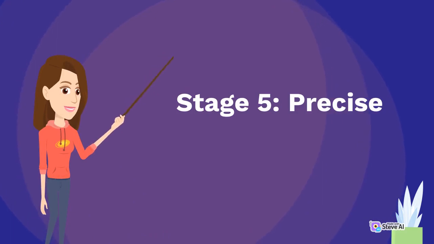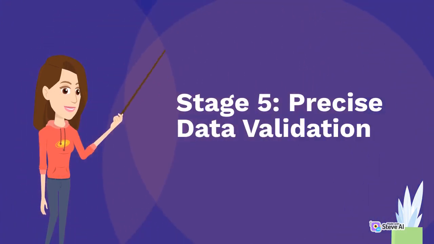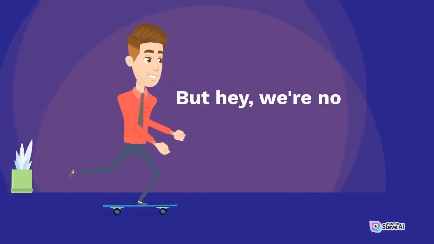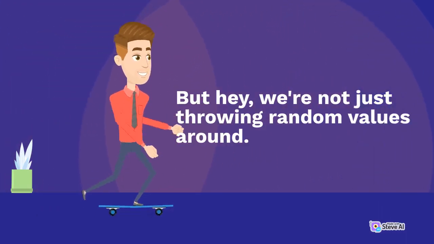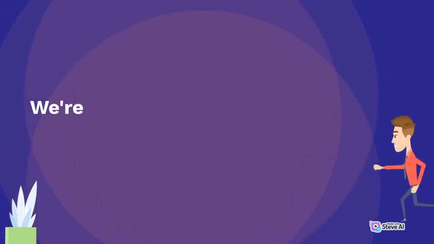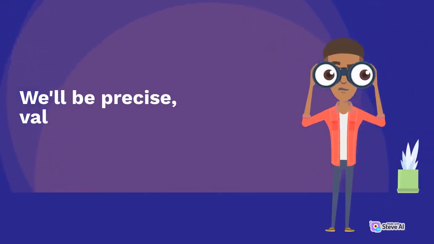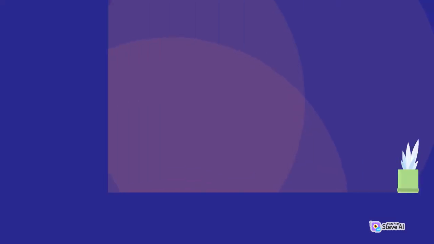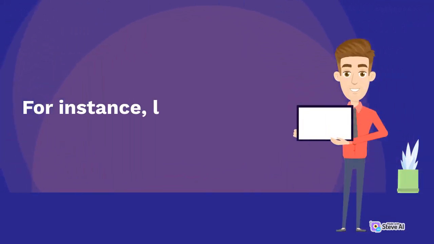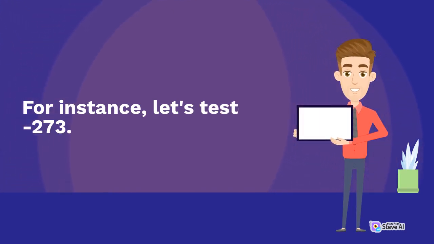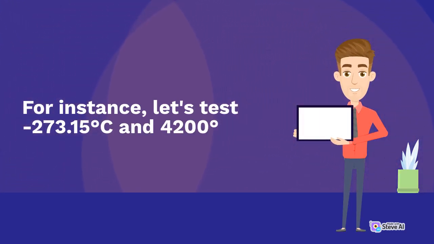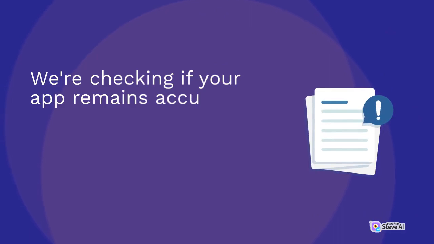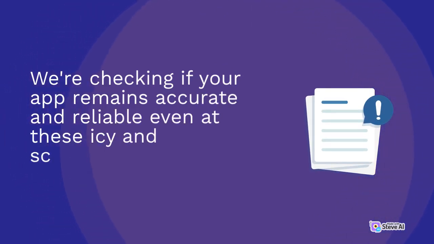Stage 5. Precise data validation. But hey, we're not just throwing random values around. We're going in with a plan. We'll be precise, validating data at the exact boundary points. For instance, let's test minus 273.15 degrees Celsius and 4,200 degrees Celsius. We're checking if your app remains accurate and reliable even at these icy and scorching extremes.